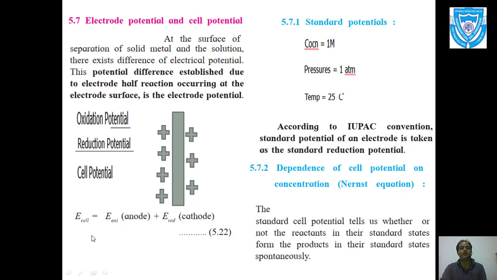It is very simple. Cell potential is equal to E of oxidation potential plus E of reduction potential, that forms the E of cell potential. Next to that, standard potentials.